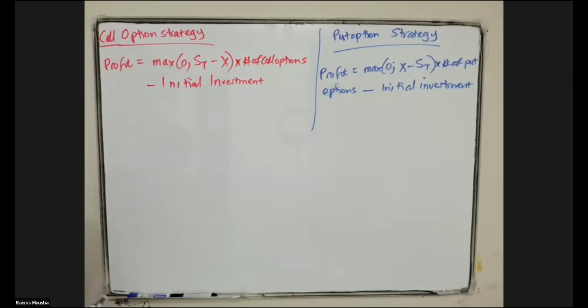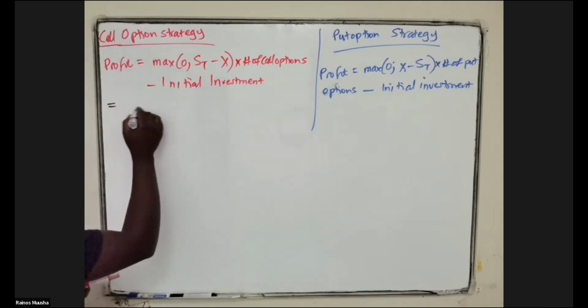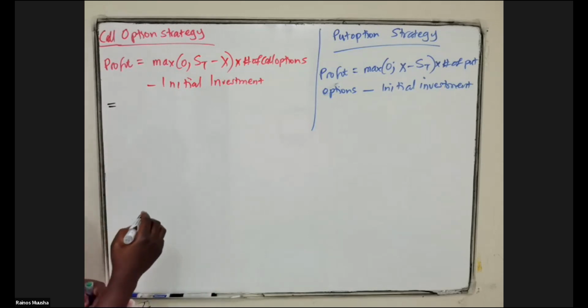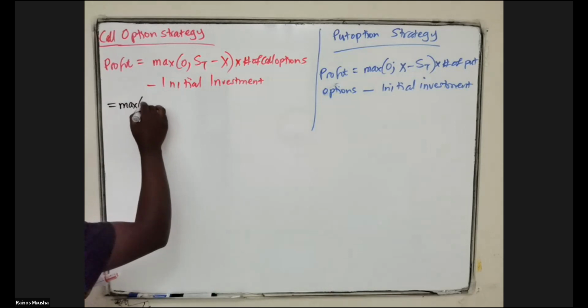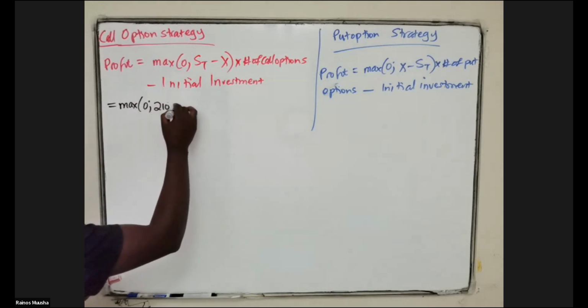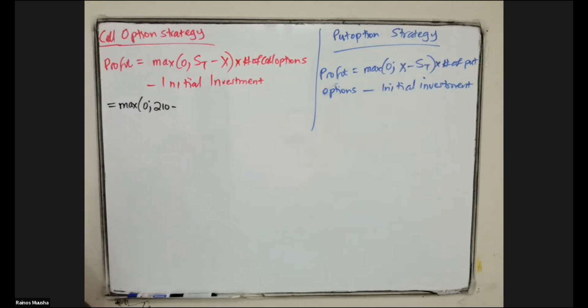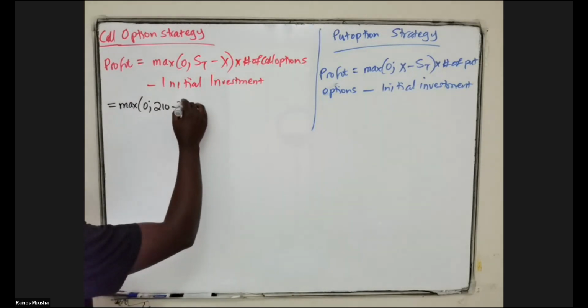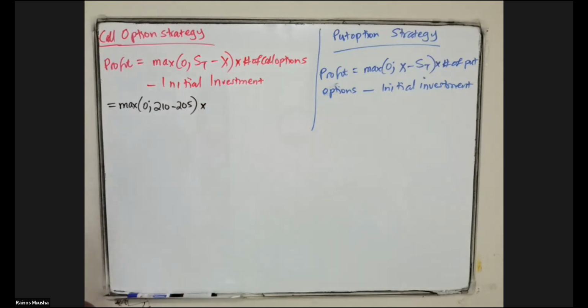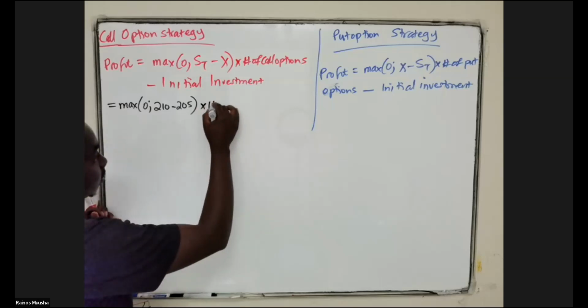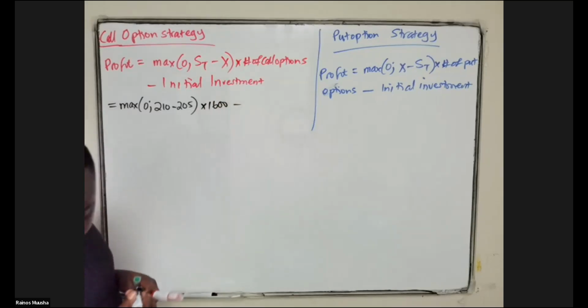So for the call option strategy, to determine the profit, remember they're saying, in this case, the price is going to end up being 210. So it's going to be the maximum of 0 or 210 minus the exercise price, which is given as 205, multiplied by the number of call options in this case, which is 1,600, minus the initial investment, which is given as 20,000.